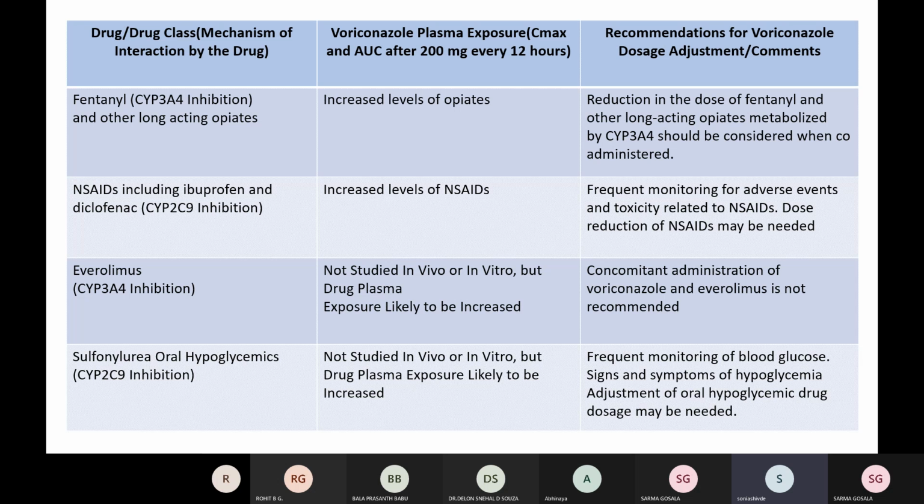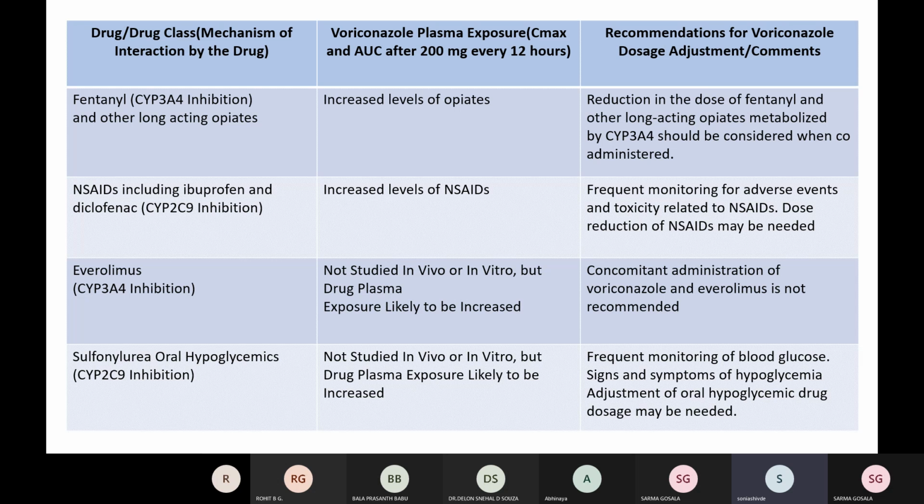Coming to fentanyl, when patients are serious, critical in ICU, most of them are on fentanyl infusion and other long-acting opiates. Voriconazole increases the level of opiates, so reduction in the dose of fentanyl and long-acting opiates, which are metabolized by CYP3A4, should be considered when co-administered. NSAIDs including ibuprofen, diclofenac again. Frequent monitoring, voriconazole can increase the level of toxicity. So we should closely look for the toxicity related to NSAIDs and dose reduction may be required.